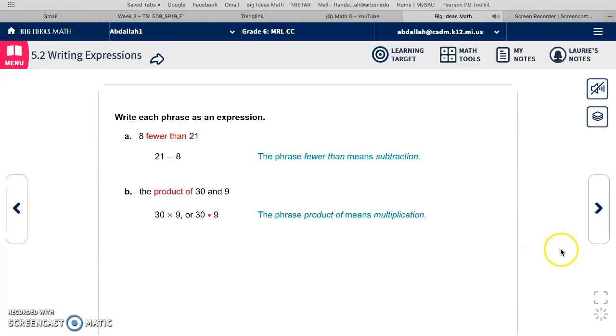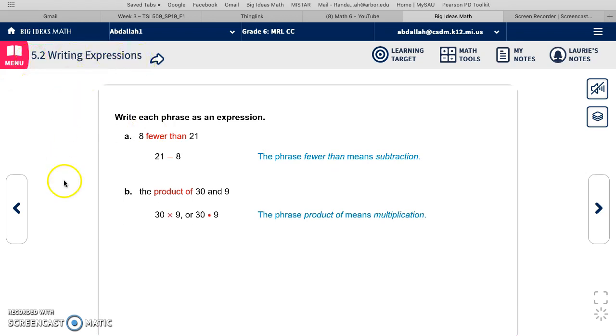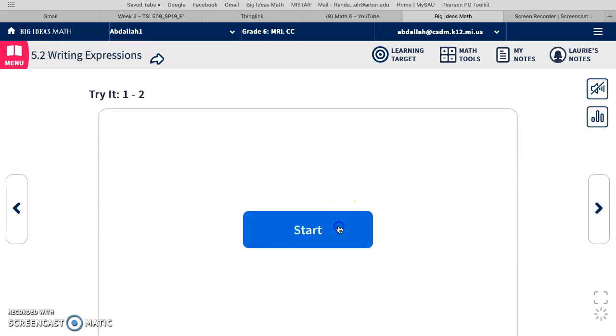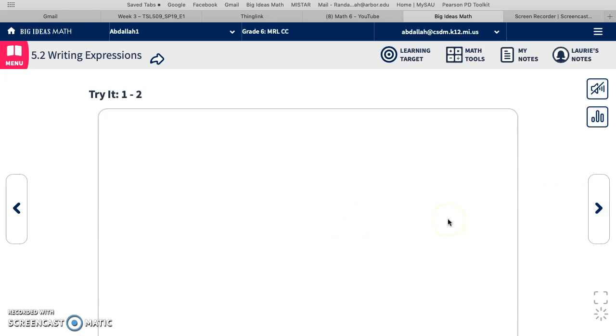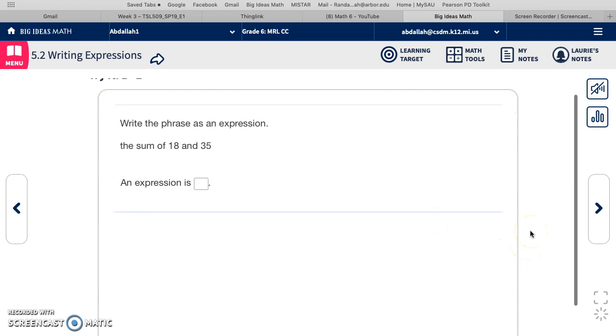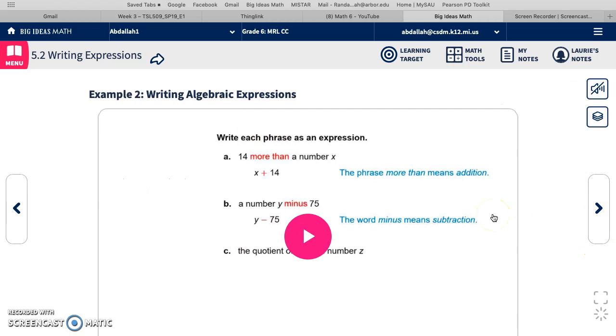All right, this is directly from Big Ideas. So you're going to see, you can go on 5.2 writing expressions or 5.1 and you can watch these videos. There's some try it, so you can look at these and try some examples yourself with different problems. And then when you put the answer in, you can also check whether your answer is correct or not. We have here some more videos, writing algebraic expressions. So let's watch one more.